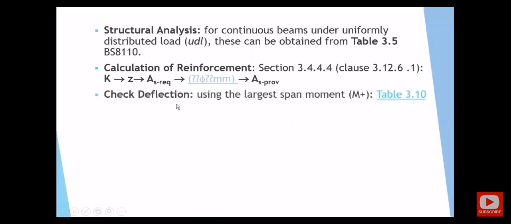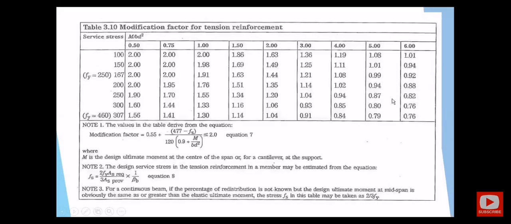Okay, so you have to check deflections using the largest span moment, the maximum positive moment from table 3.10, which is the same table that we used for checking deflections in slabs. The same here, you have to check your modification factor. It depends on something called the fs, the stress in the steel reinforcement, and M over b d square. fs you can get from this equation here: 2 over 3 fy times As required divided by As provided, and beta b we always use as 1.